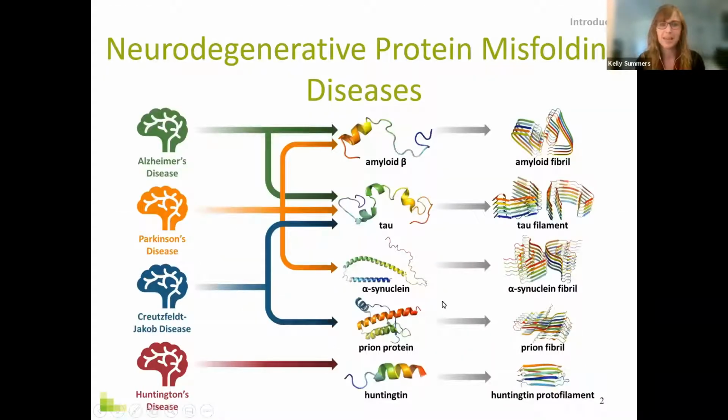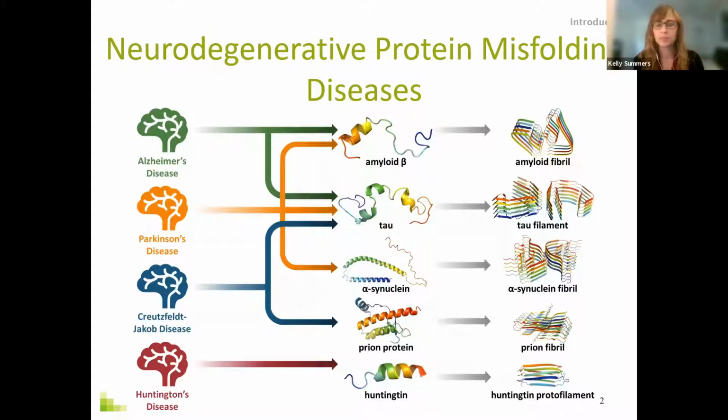There we go. So I'll begin by telling you a little bit about neurodegenerative protein misfolding diseases. A number of these you've most likely heard of. These include diseases like Alzheimer's disease, Parkinson's disease, Creutzfeldt-Jakob disease, or more commonly known as mad cow disease, as well as Huntington's disease. And what these diseases have in common is that they all have proteins that misfold and contribute in some way to the disease pathology.